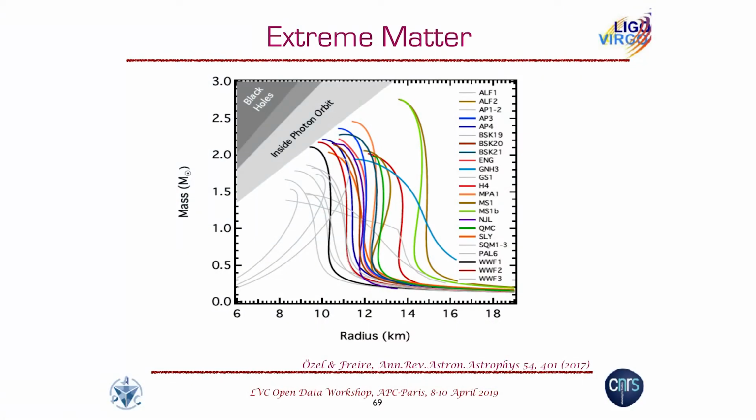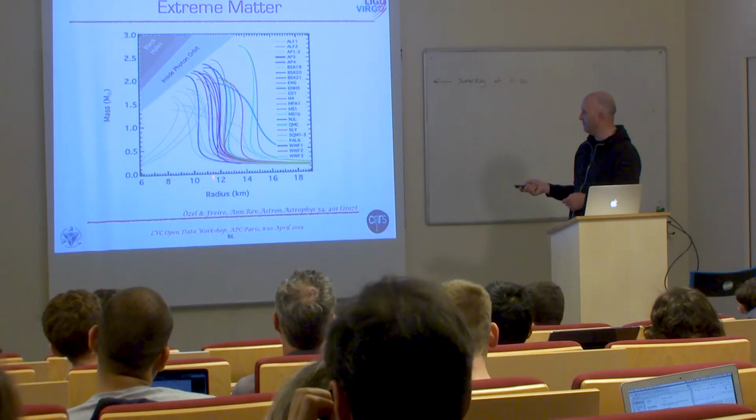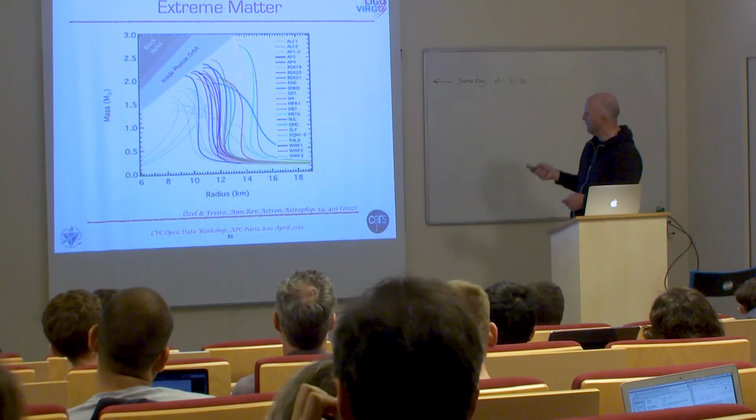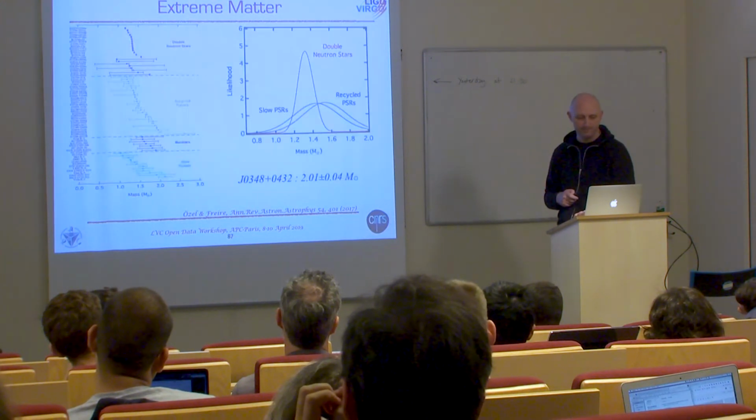I'm going to very, very quickly go through this. Now that we can detect neutron stars and binary neutron star mergers, we should be able to say something about extreme matter in the equation of state. Nuclear physics tries to put a bound on this mass radius plot, and these are all the different families of potential equation of state models.